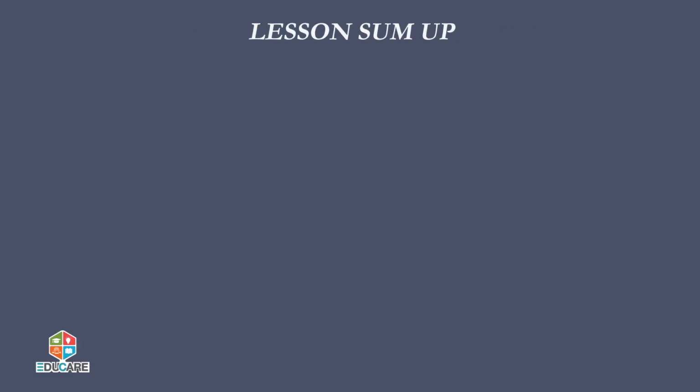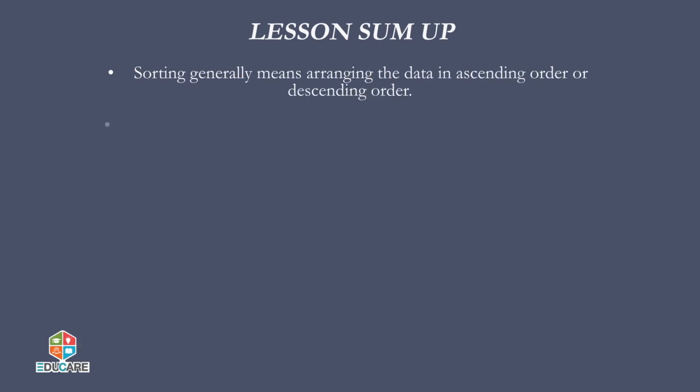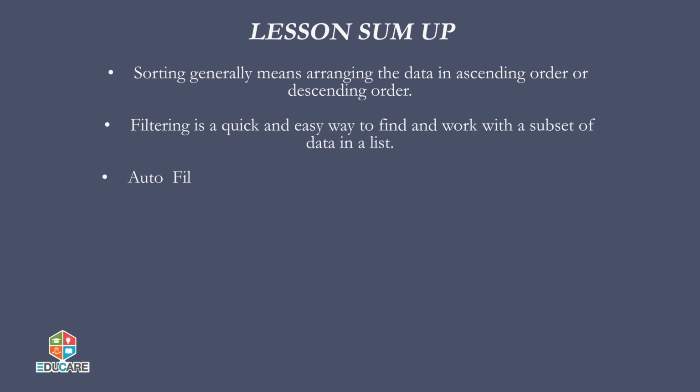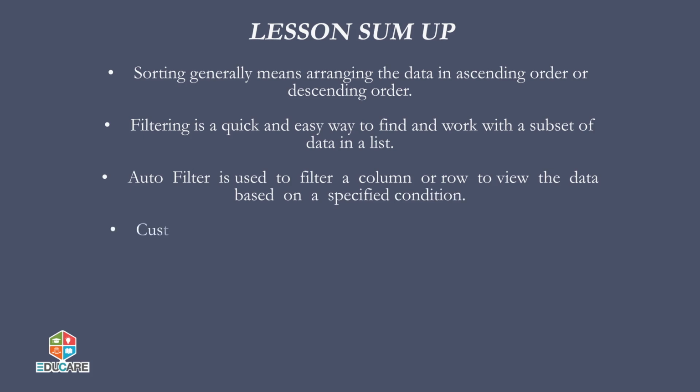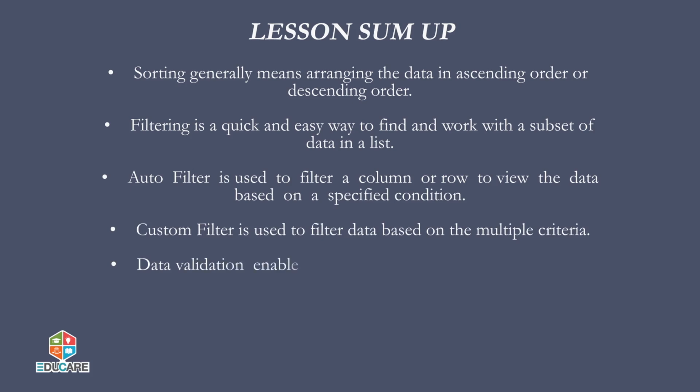Lesson sum up. Sorting generally means arranging the data in ascending order or descending order. Filtering is a quick and easy way to find and work with a subset of data in a list. Autofilter is used to filter a column or row to view the data based on a specified condition. Custom filter is used to filter data based on multiple criteria. Data validation enables you to set limits to data in a certain cell or range of cells.